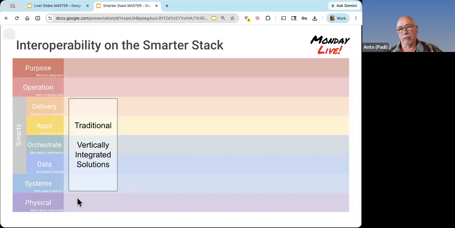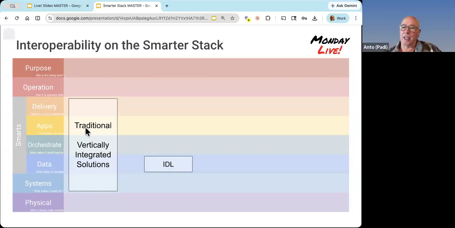So a traditional vertically integrated solution that we're very familiar with, that's been the mainstay for the last few decades of HVAC, is really this. It actually integrates everything from systems all the way up to delivery. Right. So all of the components of this, in other words, all the data, is part of it. The actual control system is part of it. Whatever it does by way of orchestration, everything is inside, and the actual applications are inside, and the thing is what gets delivered to the operation, the people.